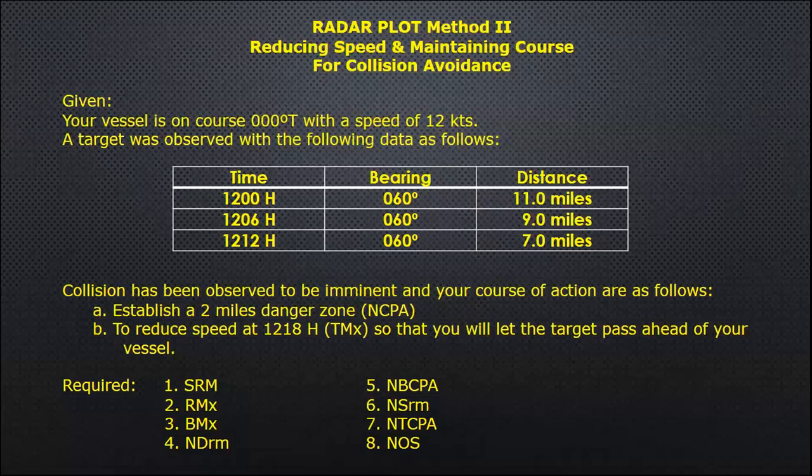In this video, I'll be discussing method number two, reducing speed. To start with, let's proceed to our problem. Given: your vessel is on course 000 degrees true with a speed of 12 knots.